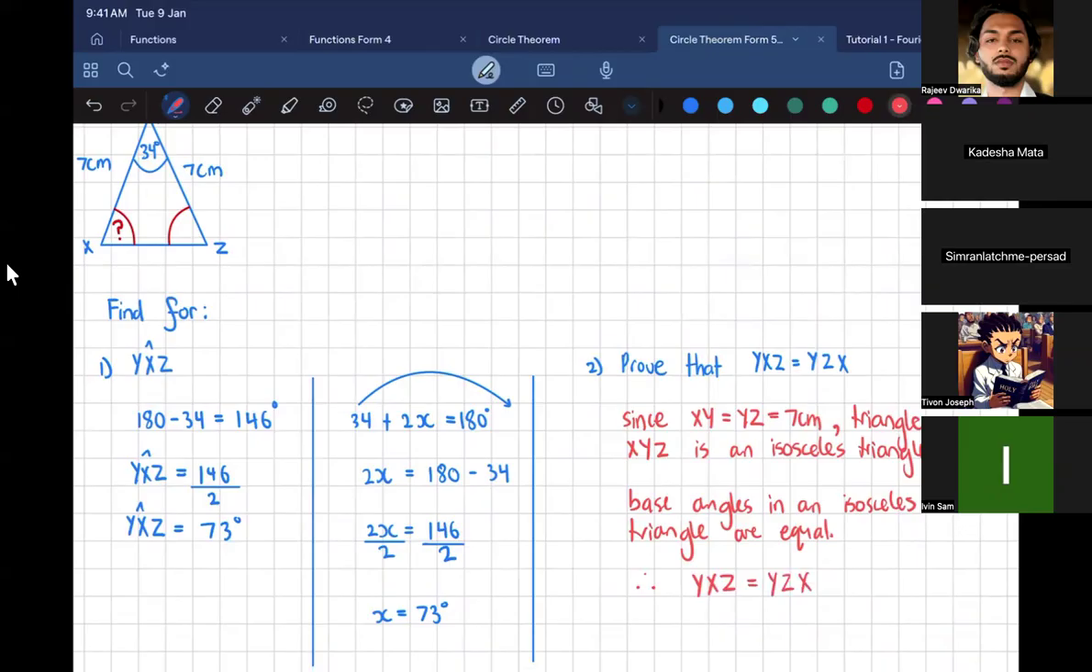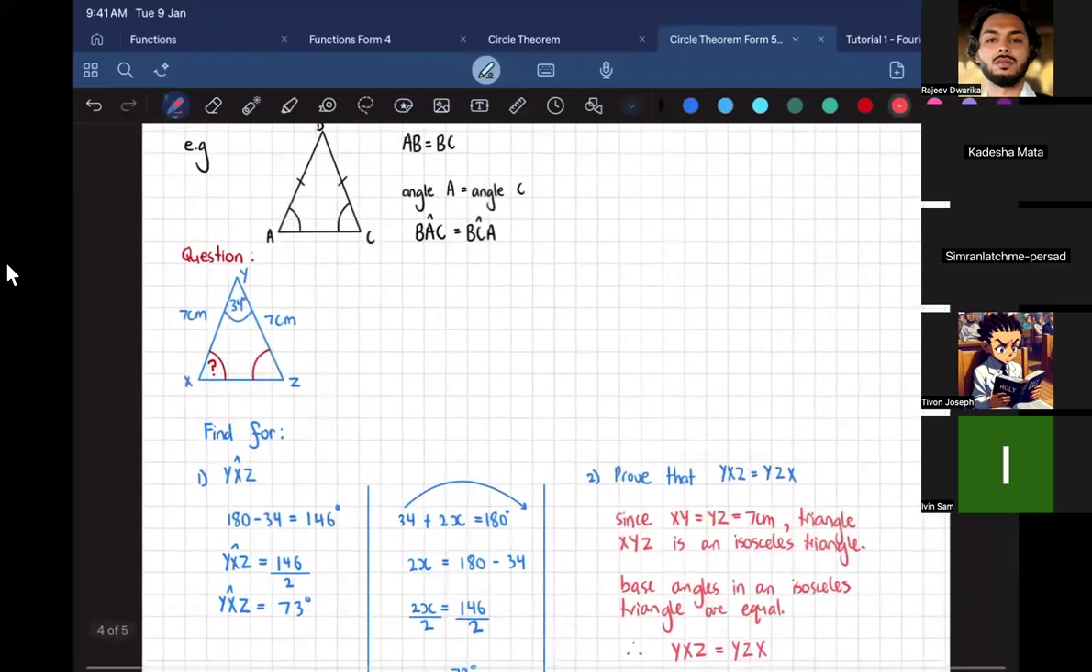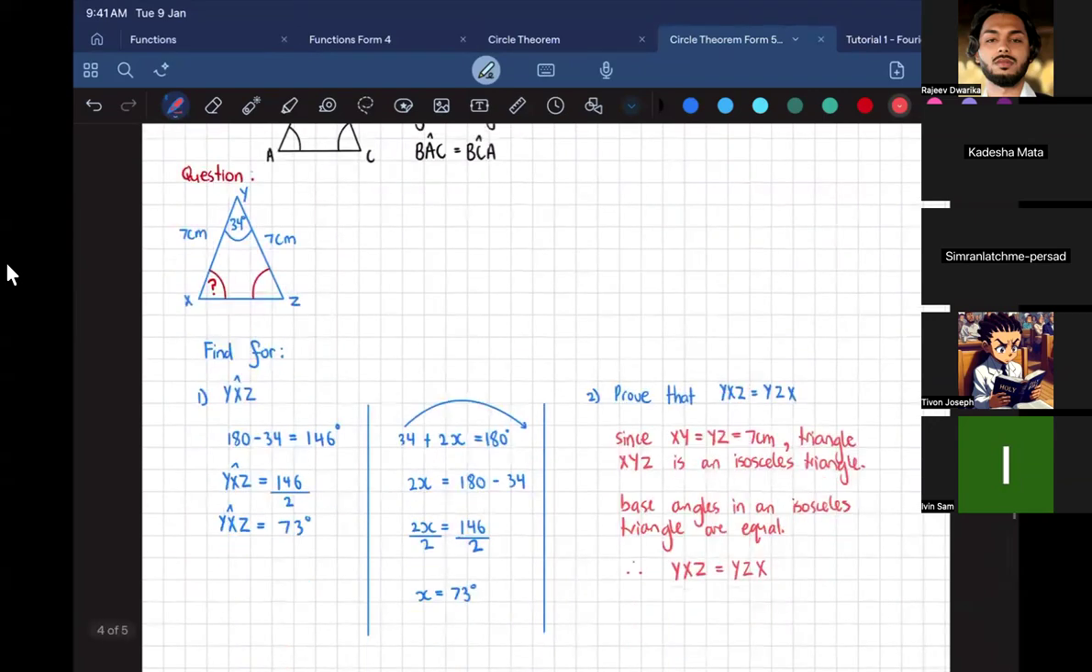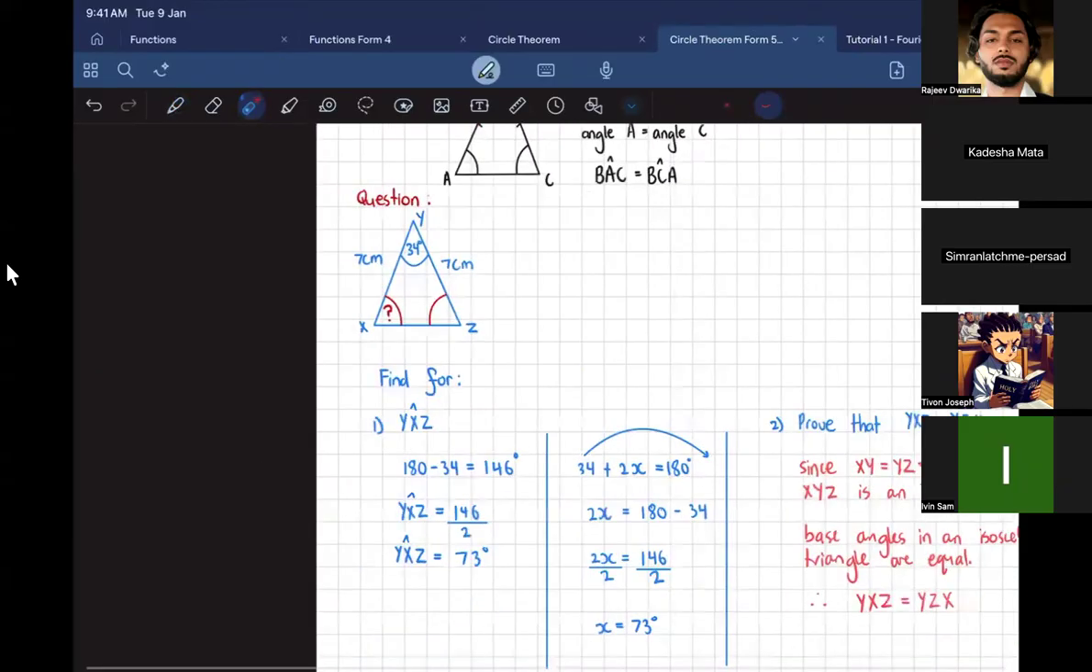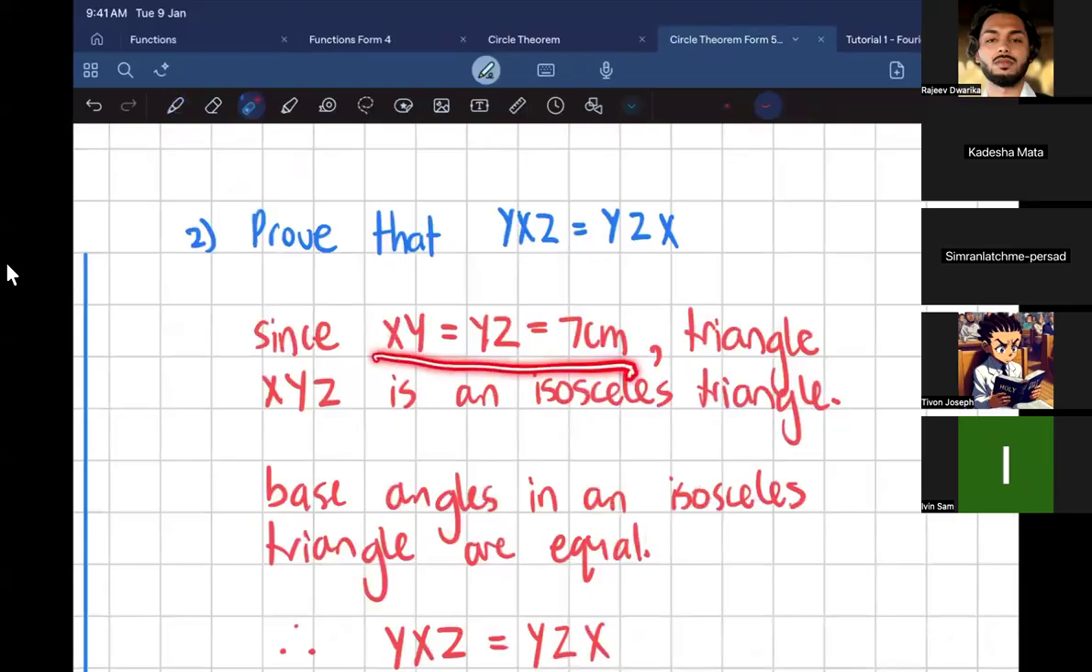So tell me, Simran, did I confuse you real bad over there? No. Let me run it back one more time though. I feel like that XY is equal to YZ is equal to 7, kind of confused, yeah. Like why I say that for? So, Simran, in an isosceles triangle, two sides have to be equal. And if you look at it, XY, that side is equal to YZ, and that is equal to 7. So that's why I say this part over here.